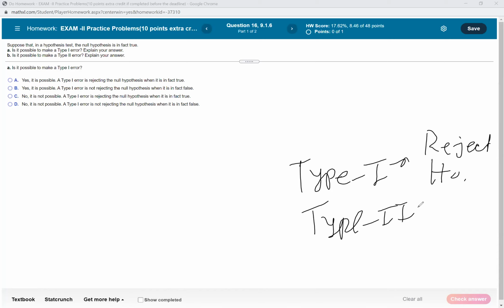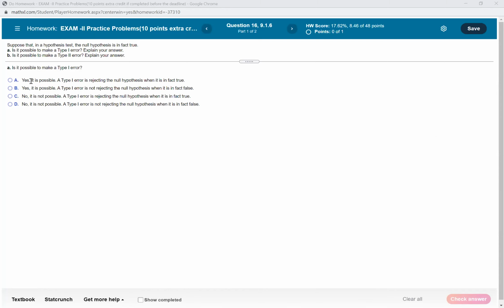So here it says that the null hypothesis is true. So is there any chance to make a type 1 error? Yes, there is a chance, because type 1 is reject null when null is in fact true. And here the true fact is null is true. So there is a chance that we can make a type 1 error. So yes, it is possible. And what is type 1 error? We are rejecting the null when null is true. So that's the first one.